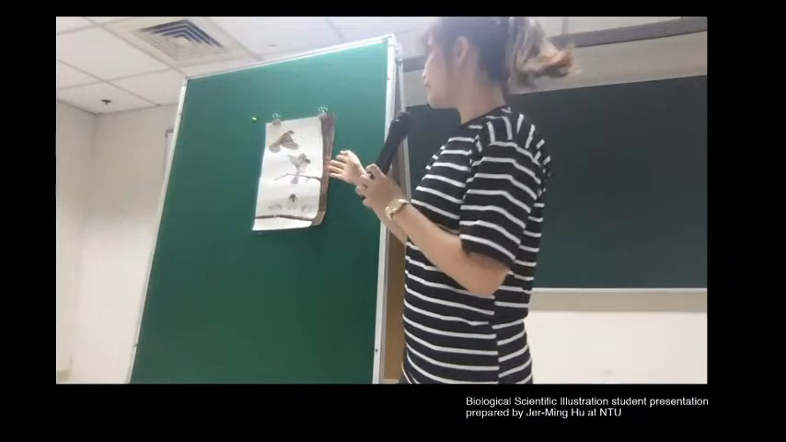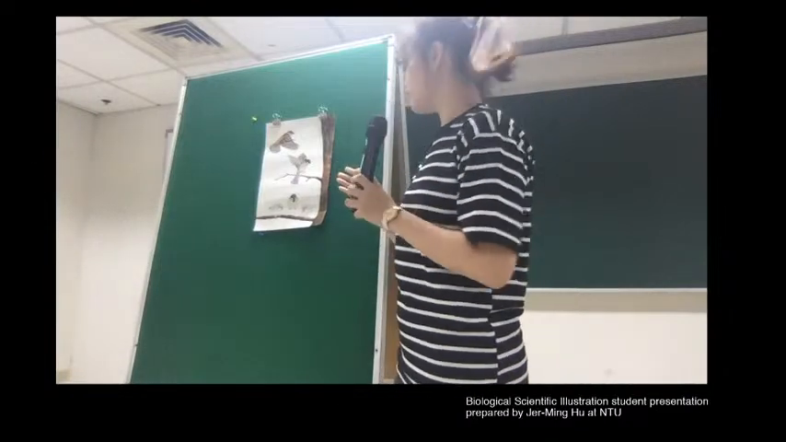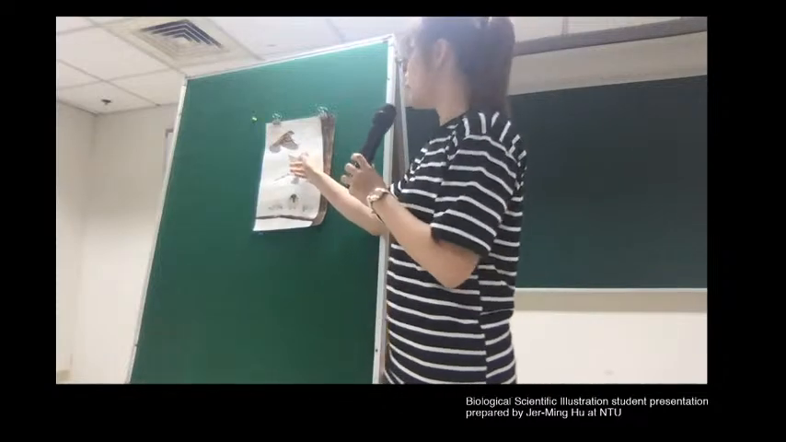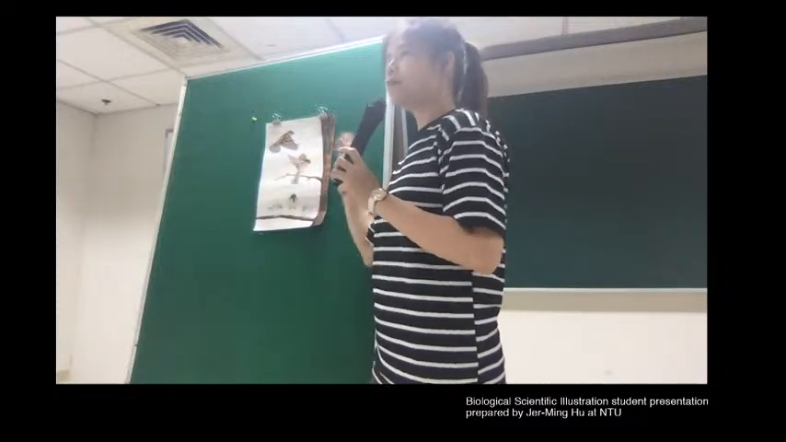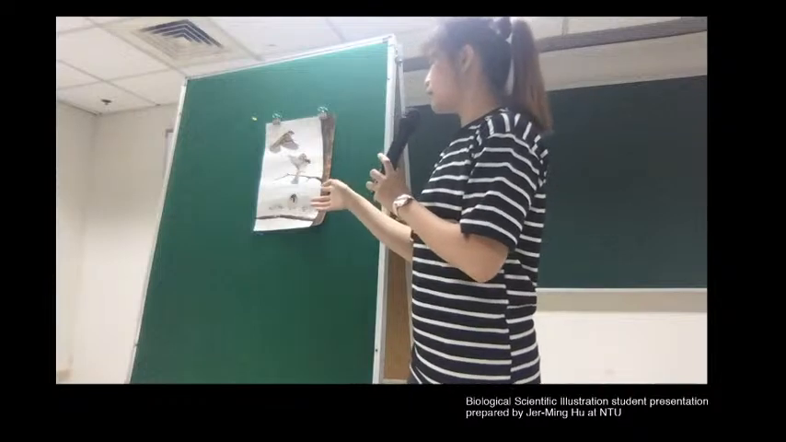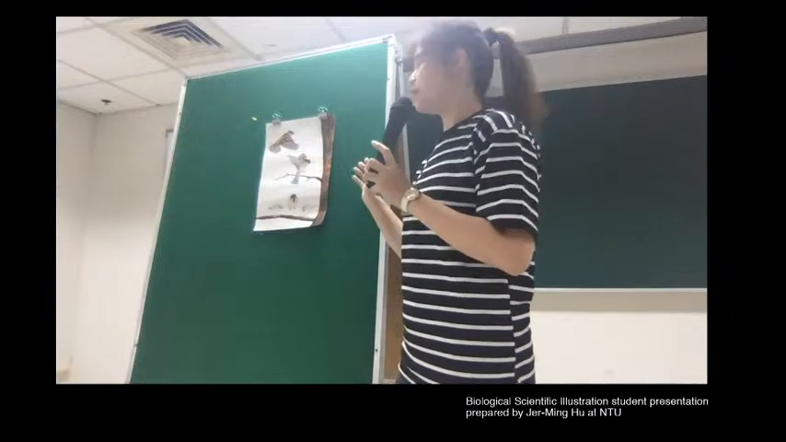Okay, so look at the upper two sparrows. I drew them in continuous actions to illustrate the flying process. And this one, sparrow have 18 flight feathers with primary, secondary, and tertiary, and their tail feathers.